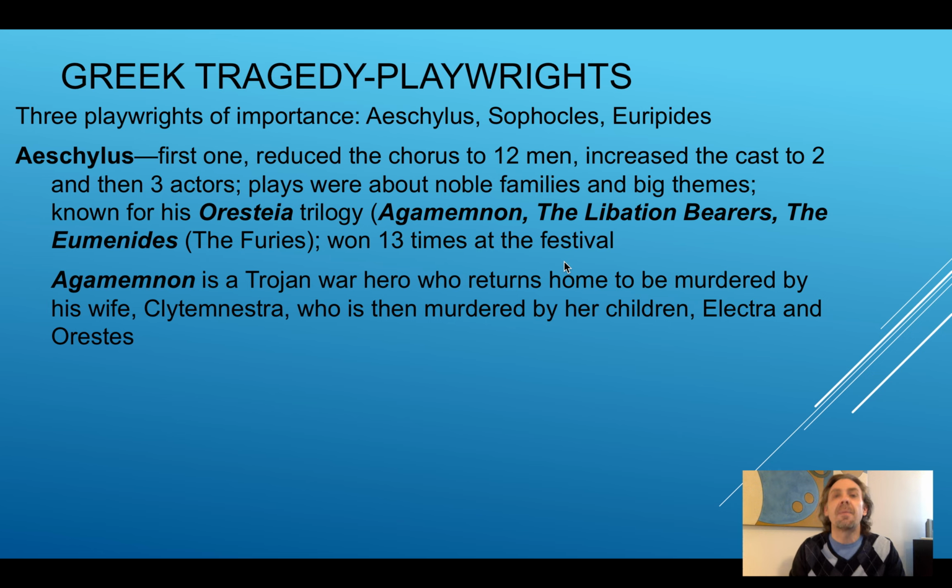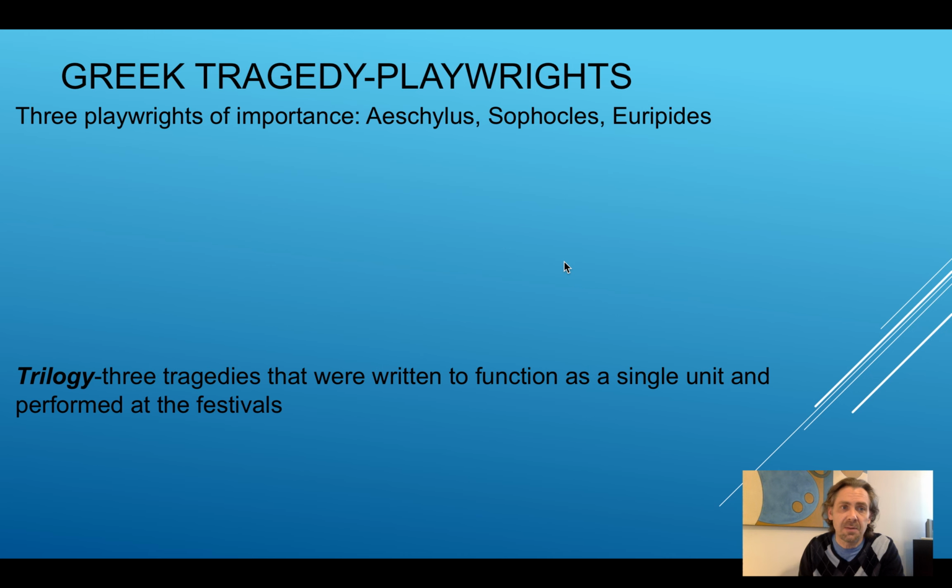Now, to tell you a little bit about his plays, let's talk about Agamemnon. Agamemnon is a Trojan War hero who returns home to be murdered by his wife, Clytemnestra, and the man that she's having an affair with. And Clytemnestra is then murdered by her own children, Electra and Orestes. So that's what happens in Agamemnon. The Libation Bearers and the Eumenides then continue within the trilogy to tell stories about Electra and Orestes. Now, the characters of Electra and Orestes have also been written about by other Greek playwrights.